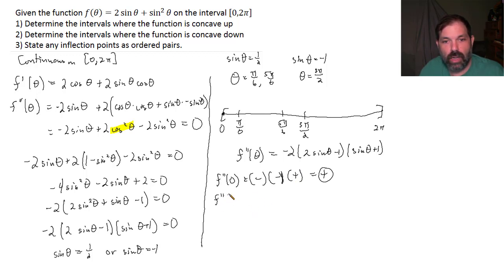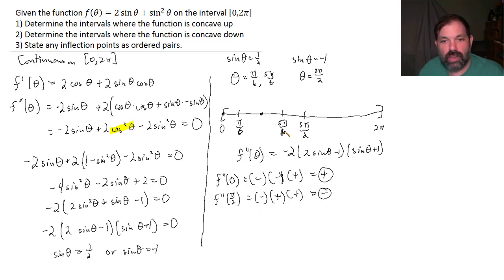And then how about a number between pi over 6 and 5 pi over 6? Let's use pi over 2. The sine of pi over 2 is 1. So then that would be a negative times sine of theta would be 1, 2 minus 1 is positive. Sine of theta is 1 plus 1 is positive. And that ends up being a negative.